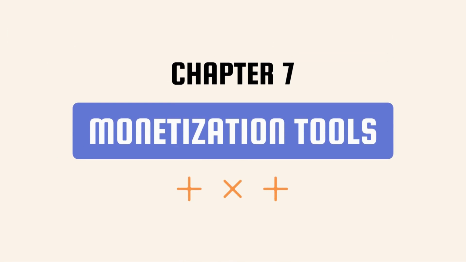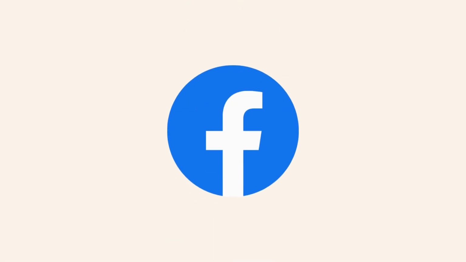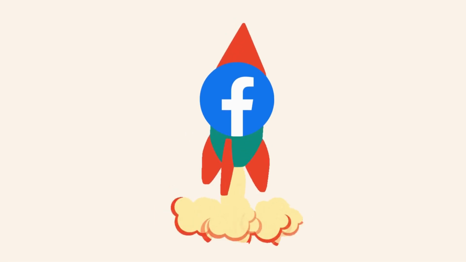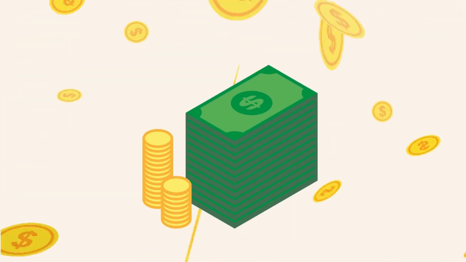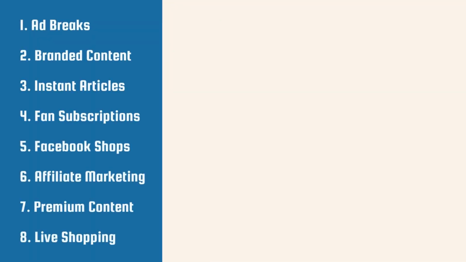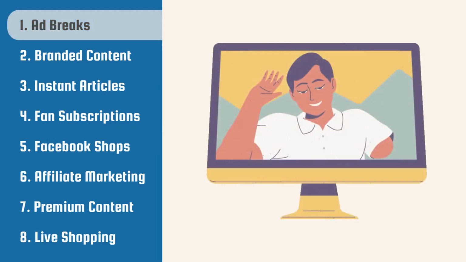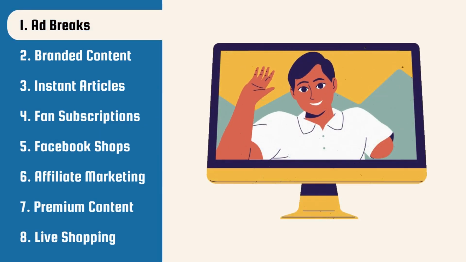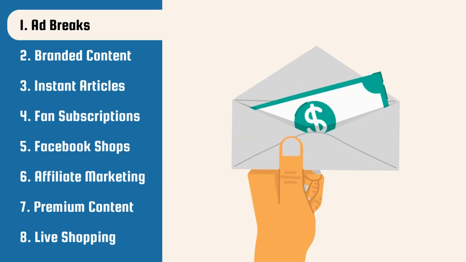Chapter 7. Monetization tools. Finally, the last crucial point of this video, the Facebook monetization tools. Monetizing a Facebook page involves leveraging various tools and features that allow you to generate revenue from your page's content and audience. Here is a list of some of the monetization tools available for running a Facebook page and their functions. First, we have ad breaks. Ad breaks allow you to include short ads in your video content. When your viewers watch these ads, you earn a share of the revenue.